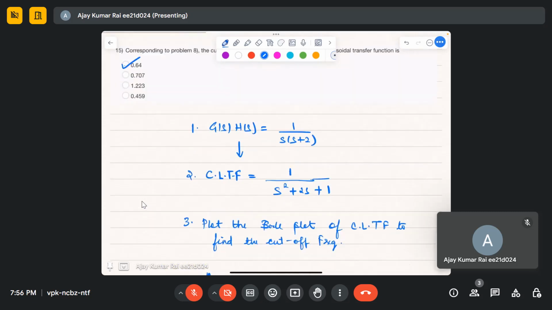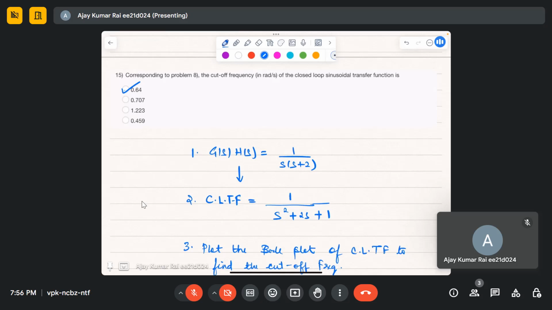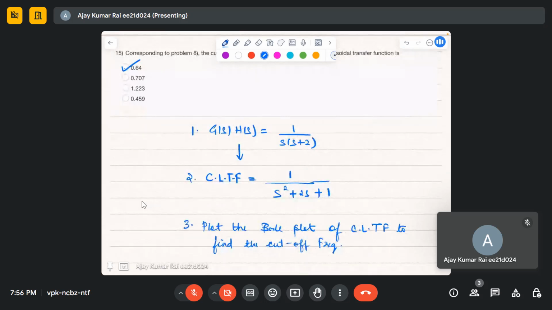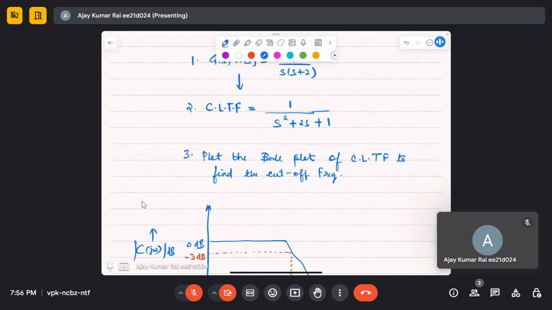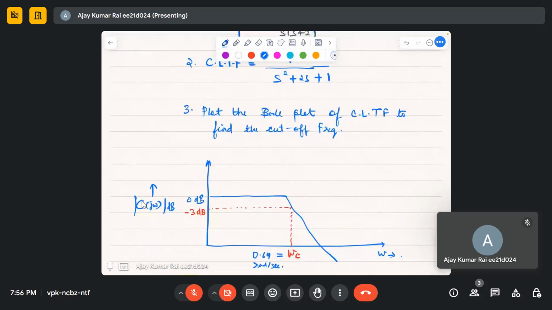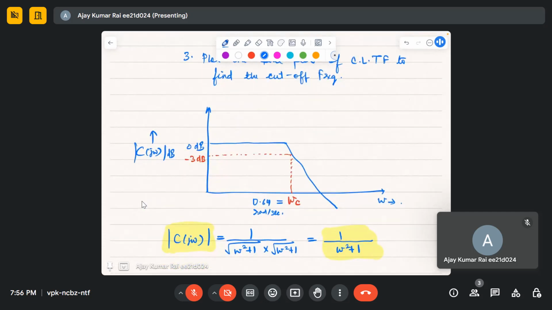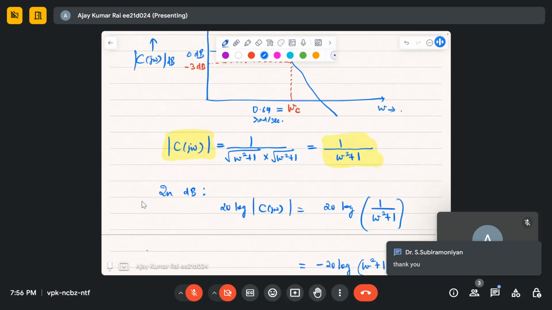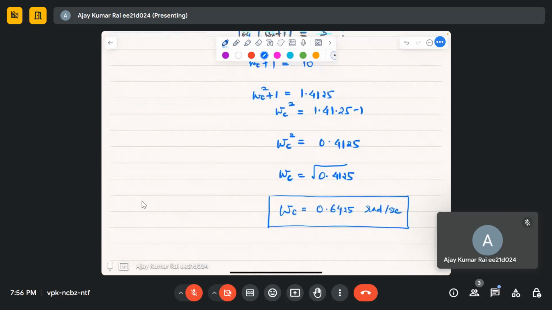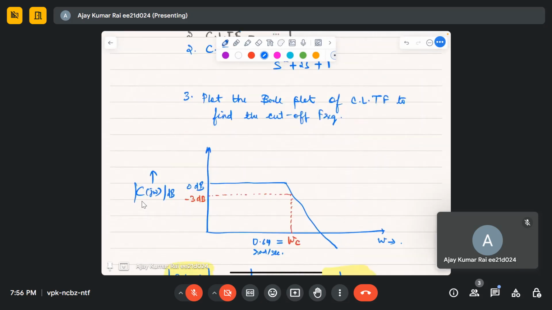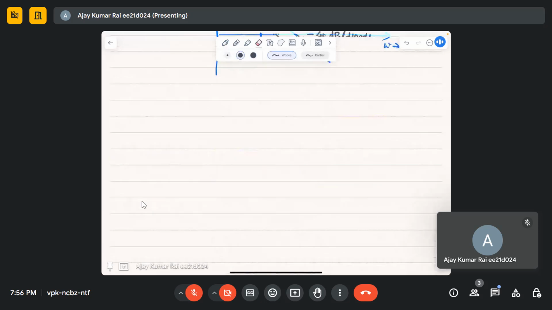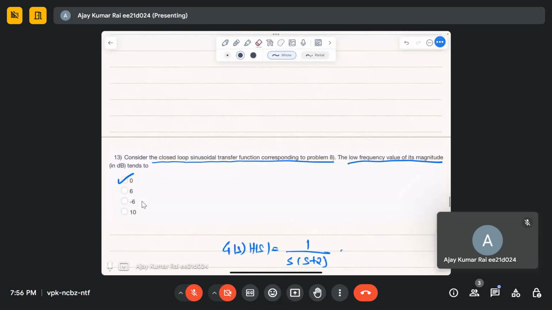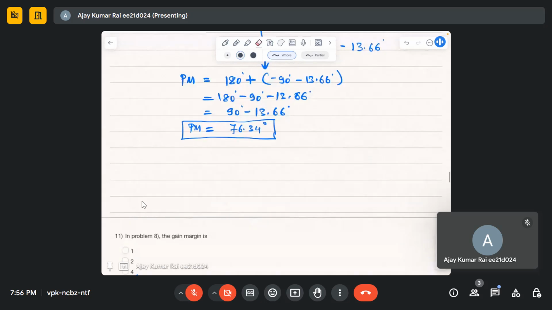Okay. So any doubt in this case? So we are given with open loop transfer function, then we have the closed loop transfer function, and then we are plotting the Bode plot for closed loop transfer function. It's looking like this, and at low frequency asymptote the magnitude is equal to 0 dB, so that's why minus 3 dB. So we have got this 0.6425. Any doubt in today's session? I have to do one more question, for the uncompleted question.